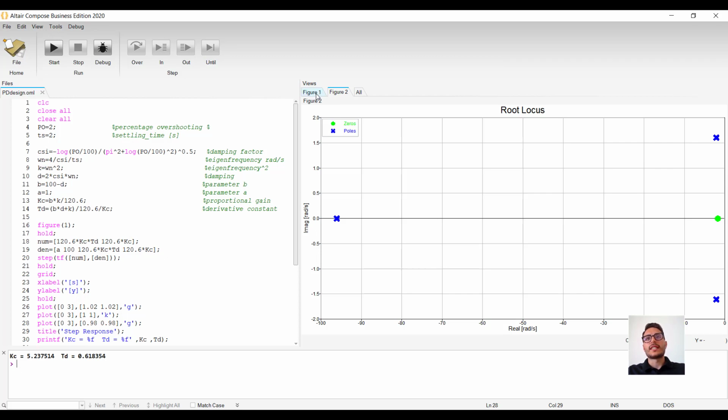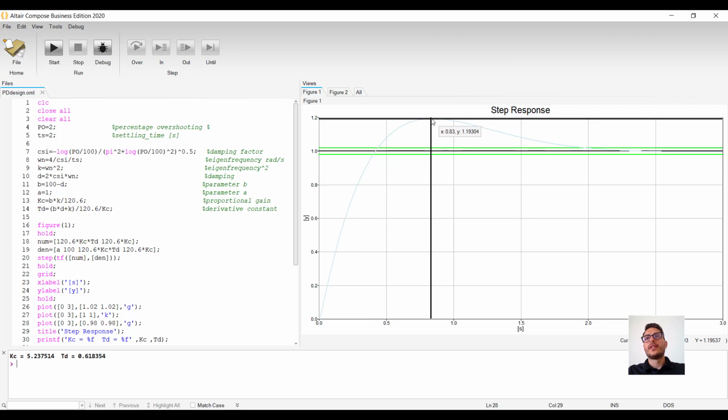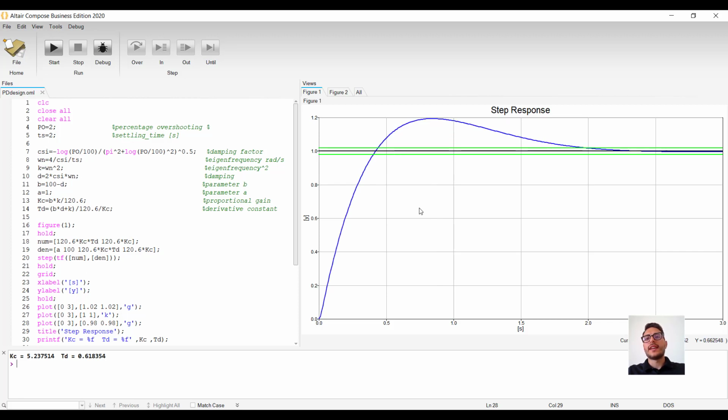Now let's have a look at the step response. This time, compared to the P controller, we are able to move the ball to a certain position. And we can see that the settling time is roughly 2 seconds. But the percentage overshoot is way bigger than 2%. It's roughly 20%. Have we made any mistake in our design or in the script?